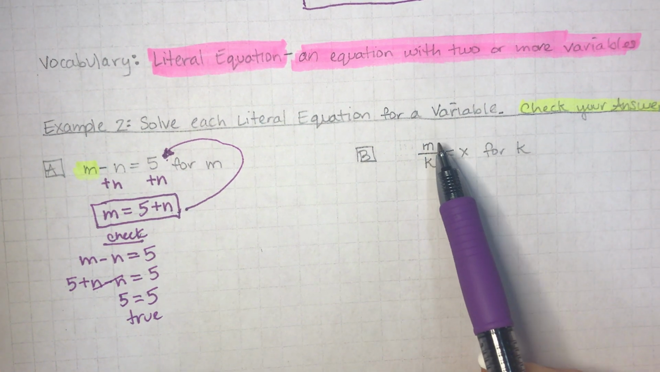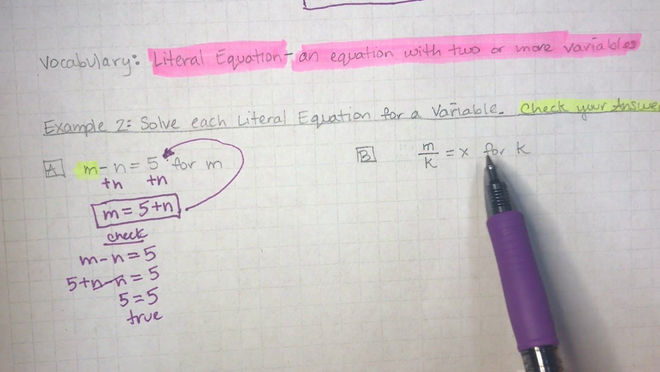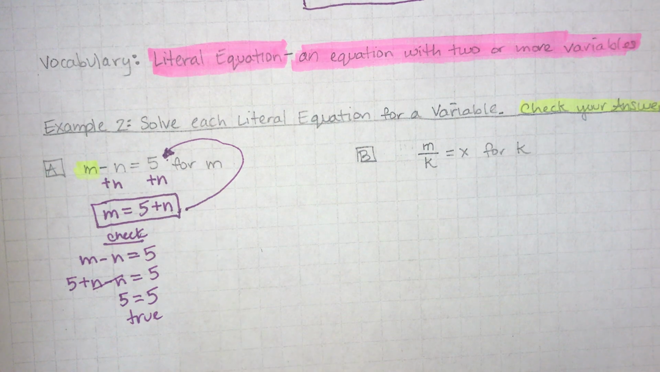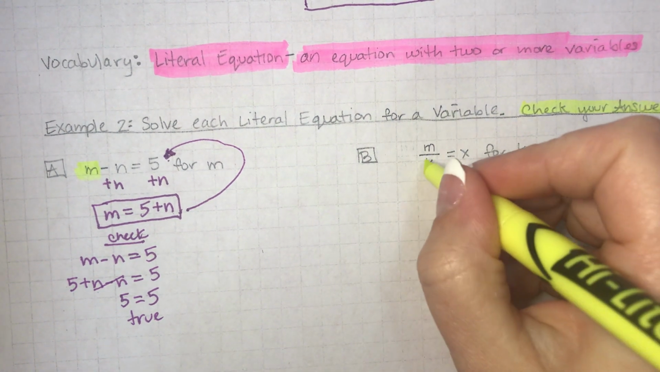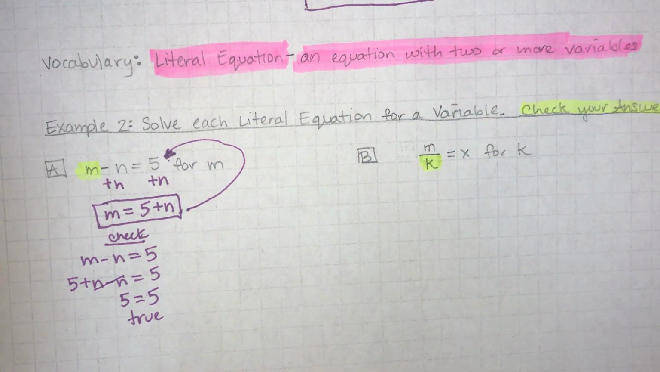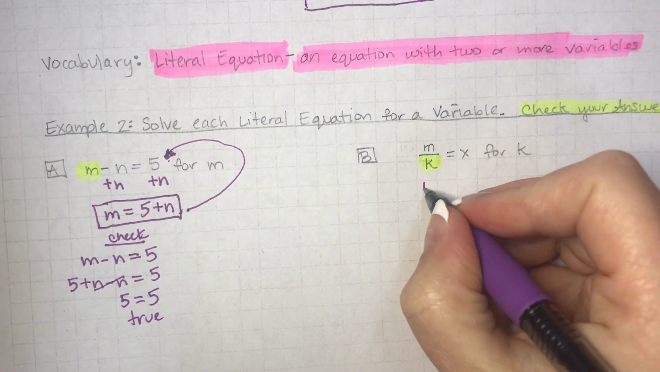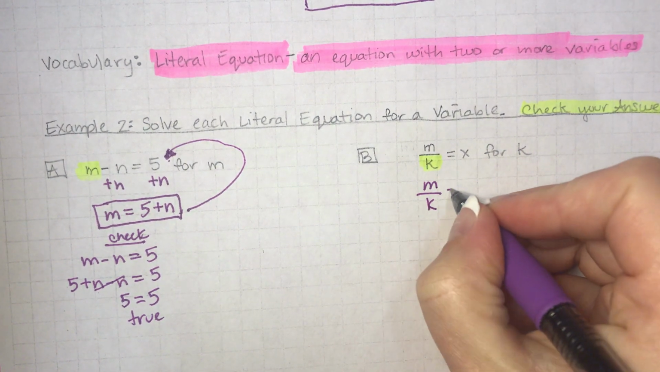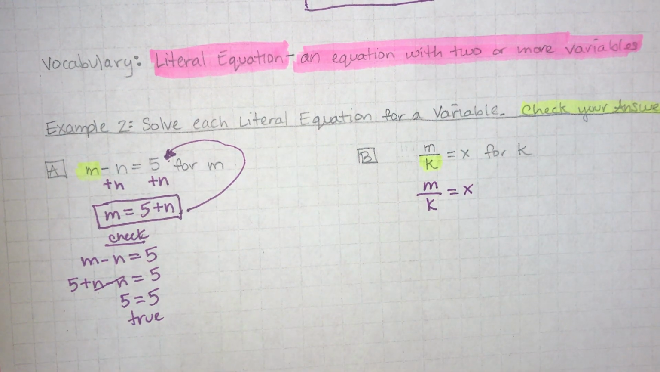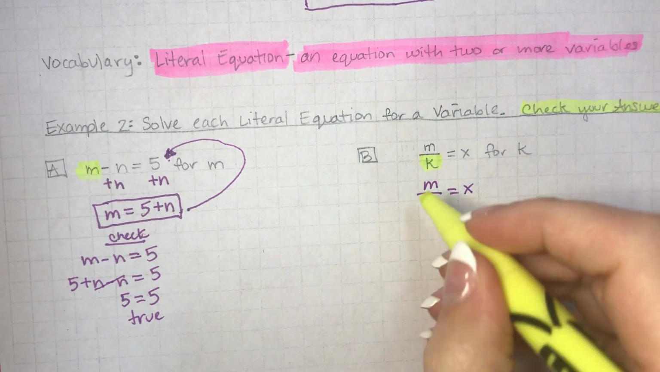Perfect. Okay, let's go ahead and work on B. B says m divided by k equals x, and we're going to solve this for k right here. Now, the number one thing you have to know is that whenever you're solving for a variable, you can never figure out what it is when it's on the bottom. So the first thing is we have to get that k off of the bottom, and there's a little trick in order to do that.